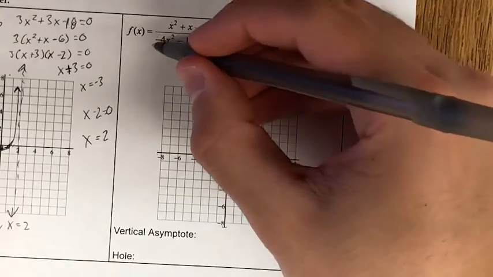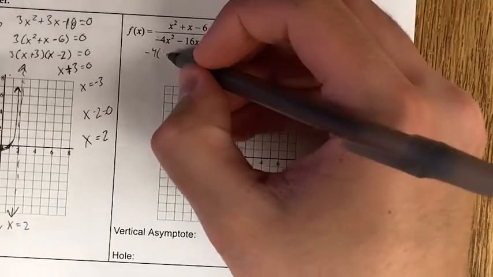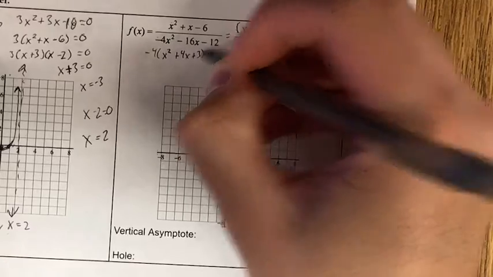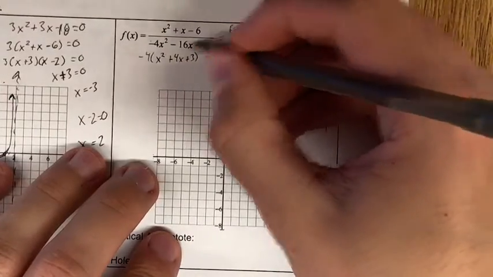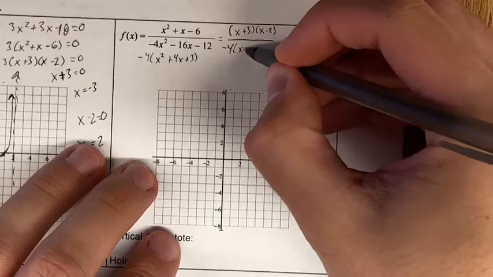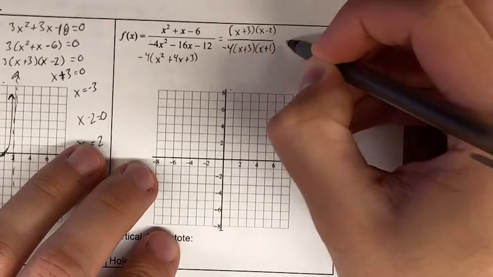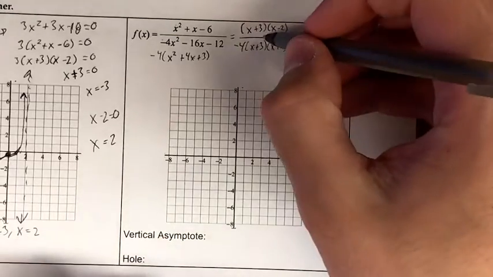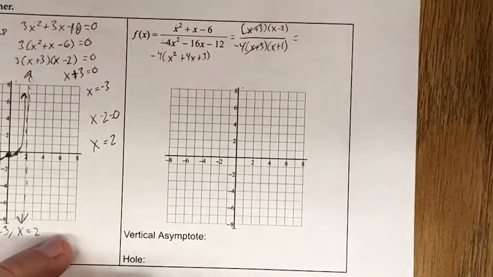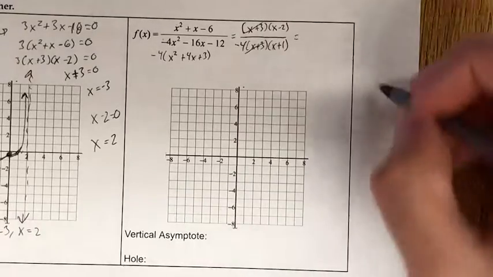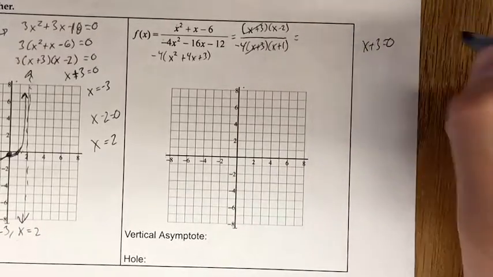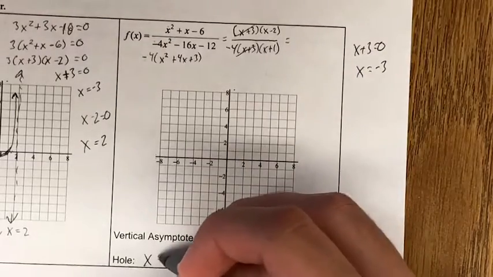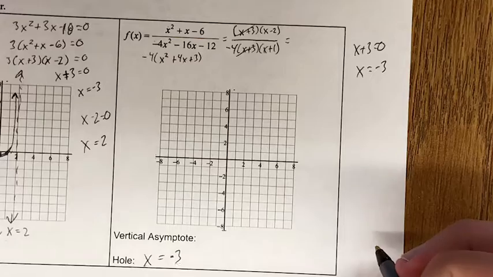Down below, I'm noticing we can at least start by factoring out negative 4. So we'd have negative 4 times (x squared + 4x + 3). And then we can factor that x squared plus 4x plus 3 into (x + 3)(x + 1). Okay, and I'm seeing two things will cancel. So we have this x plus 3 that'll cancel. So we set x plus 3 equal to 0, solve for x, we get x equals negative 3, so we'll have a hole when x is negative 3.